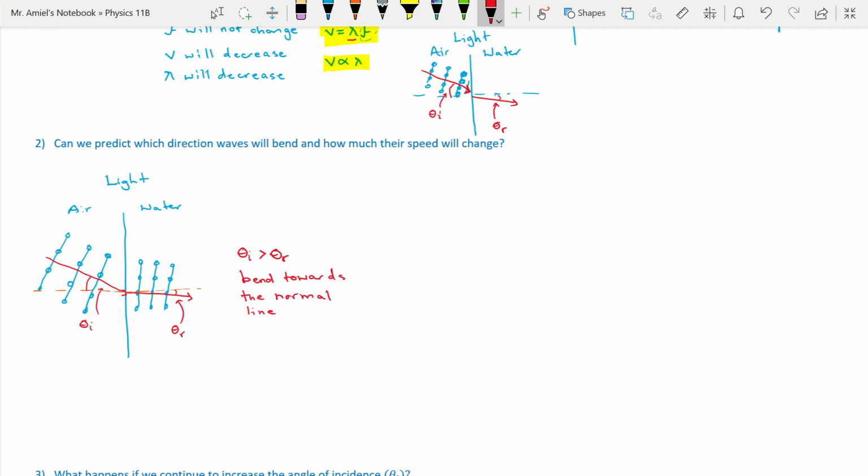Now, let's do the opposite. We're going to take light, and we're just going to reverse the situation here. We're going to go from water into air. So we're going from a more dense medium into a less dense medium. So again, let's come at the same approach angle. We'll think of it in terms of our little marching banner holders.